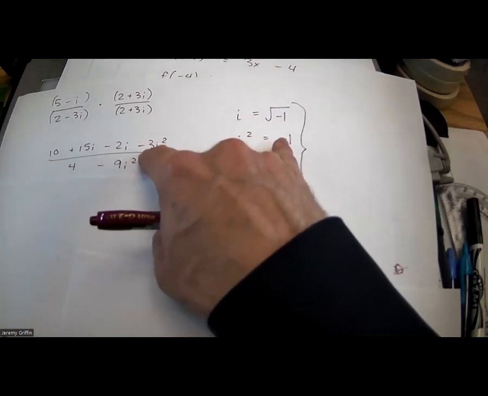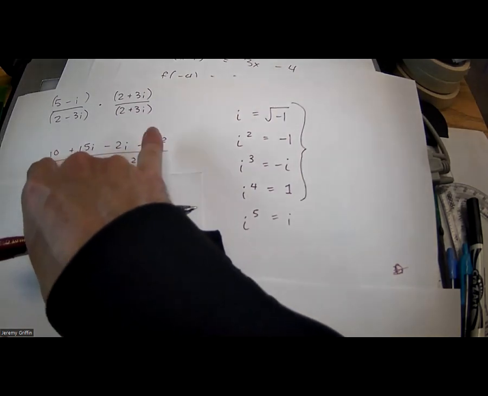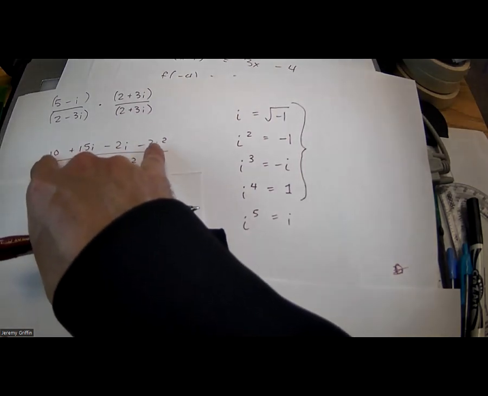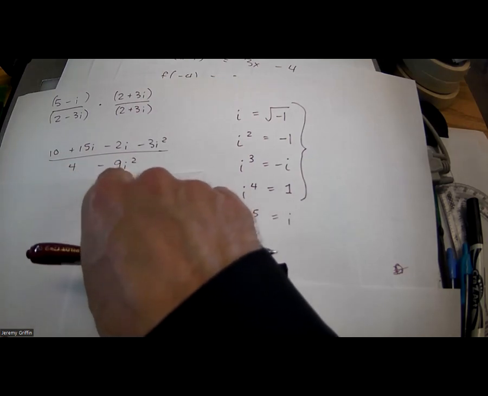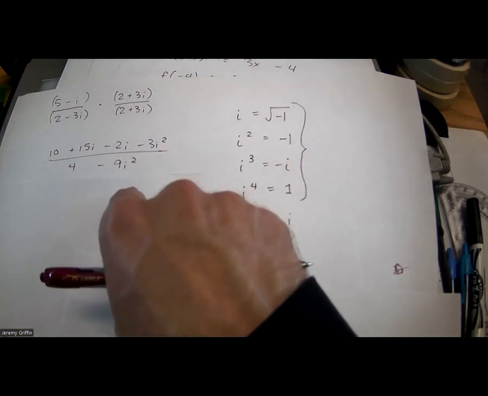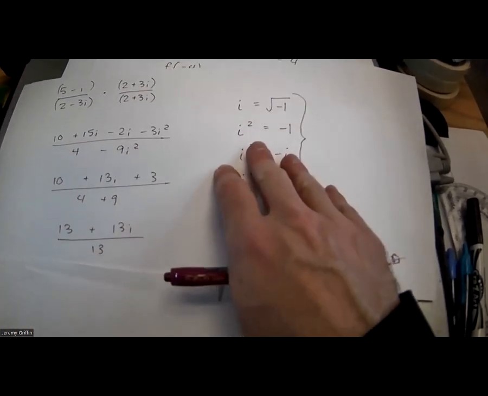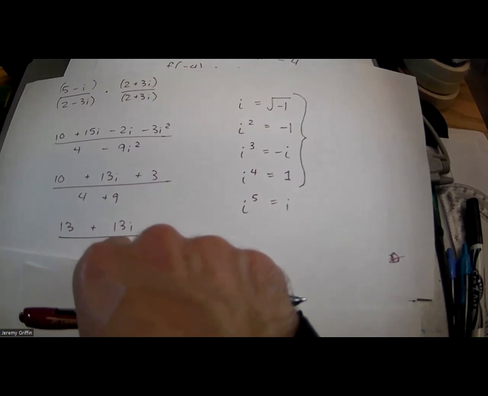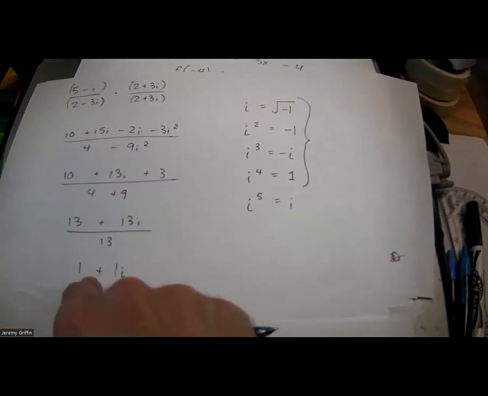Negative 3i squared, isn't that the same thing as just positive 3? So this would be 13 collectively, these two terms tied together. And then what about the denominator? Wouldn't this be 4 plus 9, which is also 13? So at some point it looks like this: 13 plus 13i all divided by 13. The 13s cancel and you just get 1 plus i.